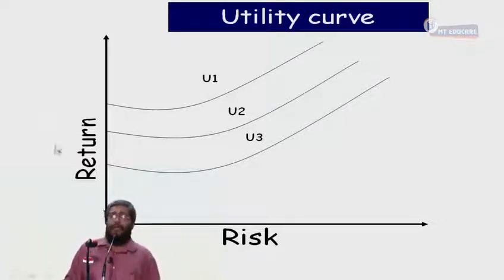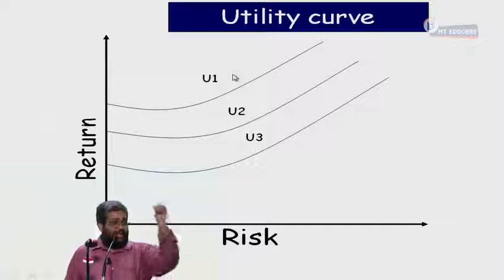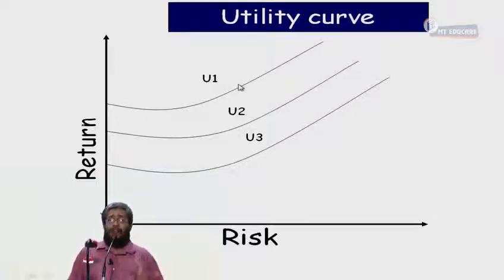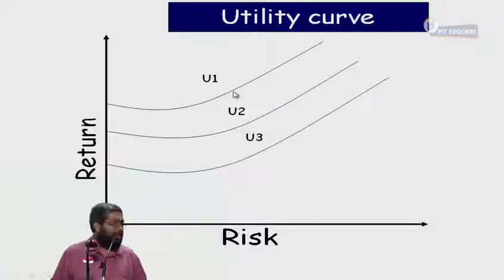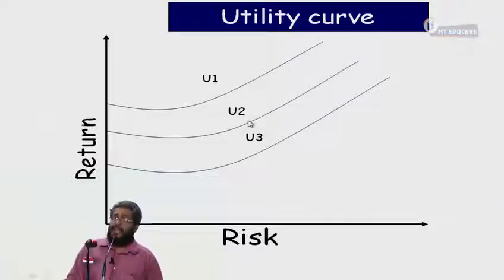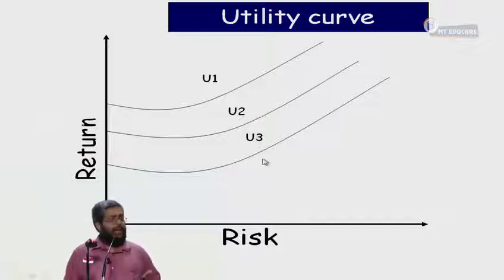So tell me, what is the equation of this curve? U is equal to expected return minus half into A into sigma square. In this case, A is the highest. When A is highest, to derive the same level of happiness that U2 is having, the return should be more. If A is high, he should also have the same happiness, then the return should be more for that particular curve. Are you following what I am saying? Like that. In the second case, A will be next highest. And A will be lowest.